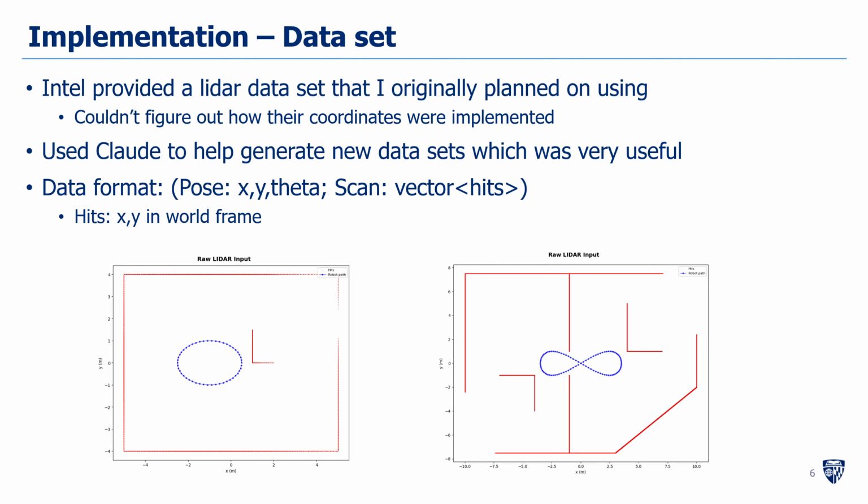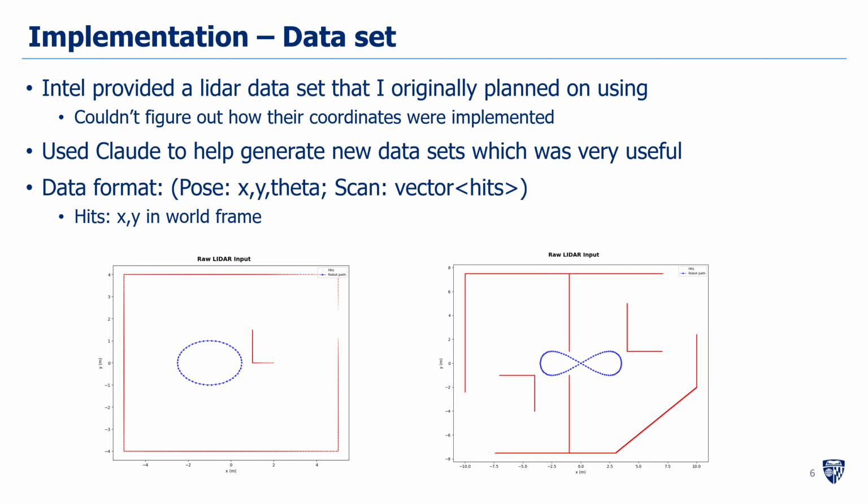So looking into the dataset portion of this project, originally I found an Intel LiDAR dataset that I wanted to use, but I really couldn't figure out how their coordinates were implemented. They had some Python files that were loosely documented. I'm sure I could have stared at them for a while and figured out how to parse them, but that seemed pretty difficult, especially because the data portion wasn't really the part that I wanted to focus on. I kind of just wanted some data.